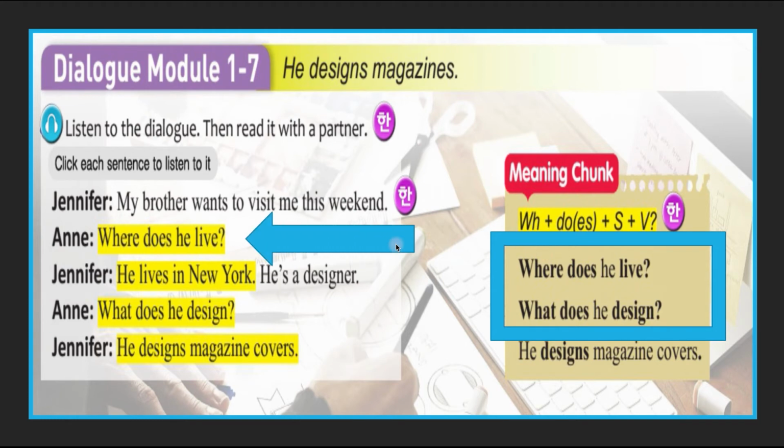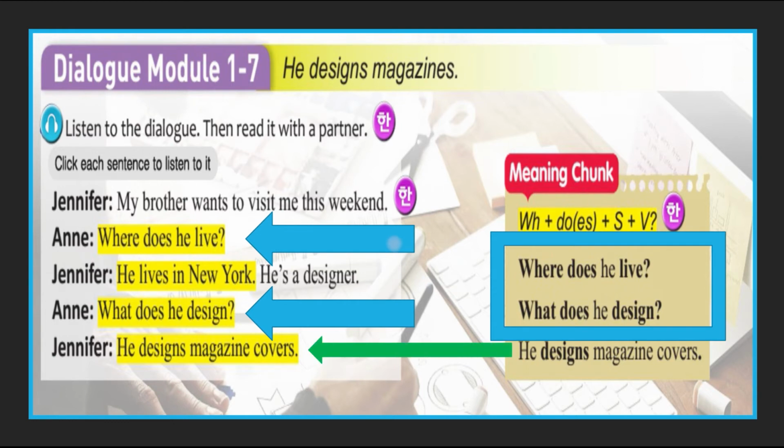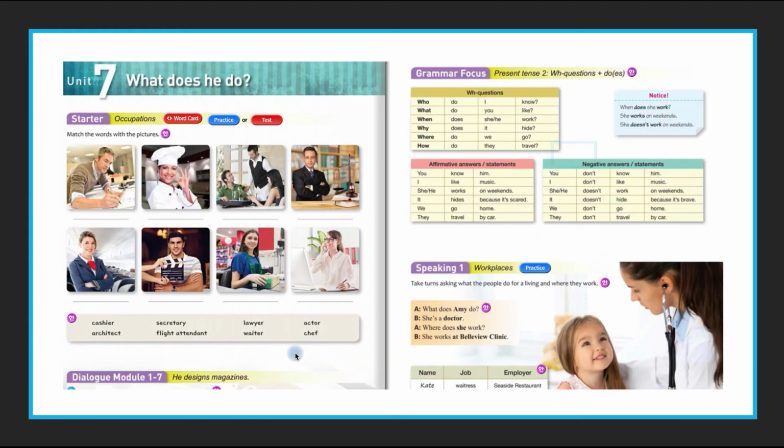Now, as you pointed out, you've got the where question. Where does she live? And then the what question. And in that, they give information, because these are information questions. They are giving information. Write down. Note. Information. So the where is in New York. The what: designs magazine covers.